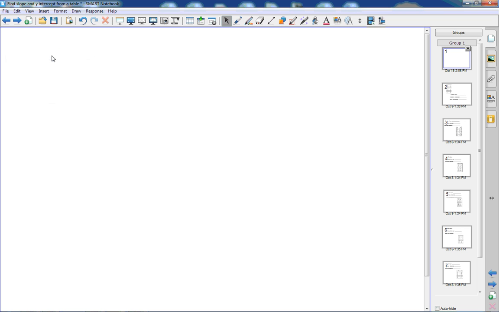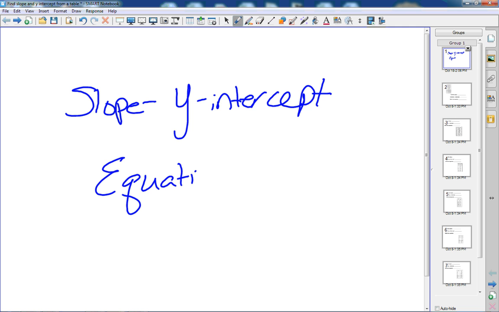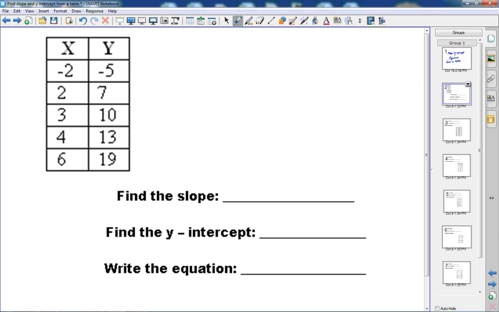In this video, we are going to work on finding the slope and the y-intercept equations from a table. Well, let me get my pen working here.